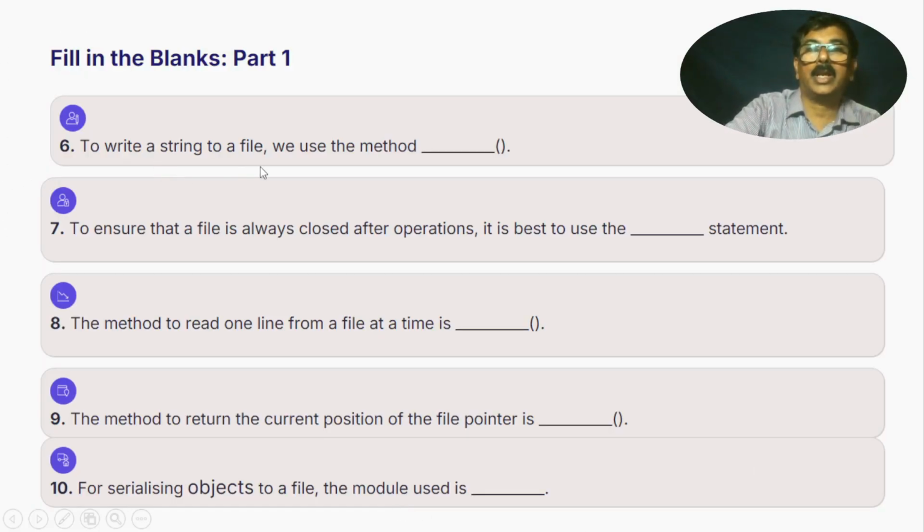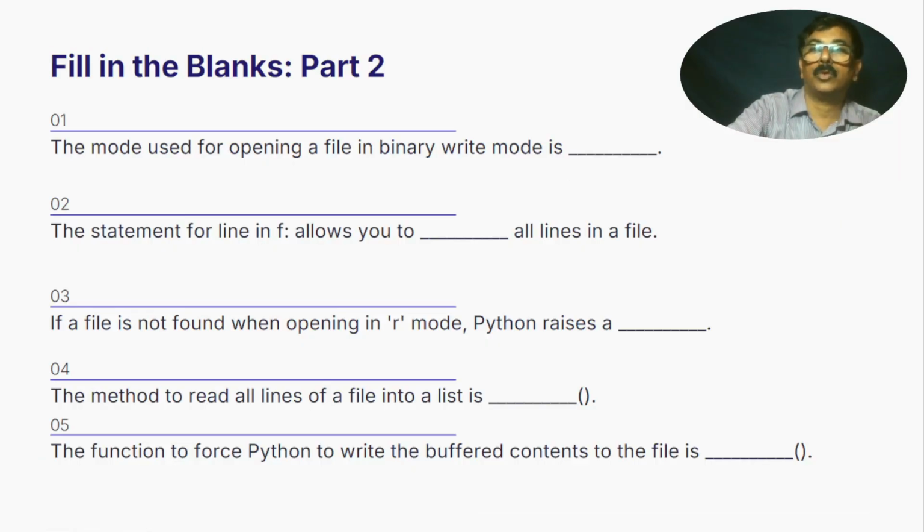Sixth question. To write a string to a file, we use the method write. To ensure that the file is always closed after operation, it is best to use the with statement. Eighth question. The method to read one line from a file at a time is readline. The method to return the current position of the file pointer is tell, T-E-L-L. For serializing objects to a file, the module used is pickle. The mode used for opening a file in binary write mode is WB.